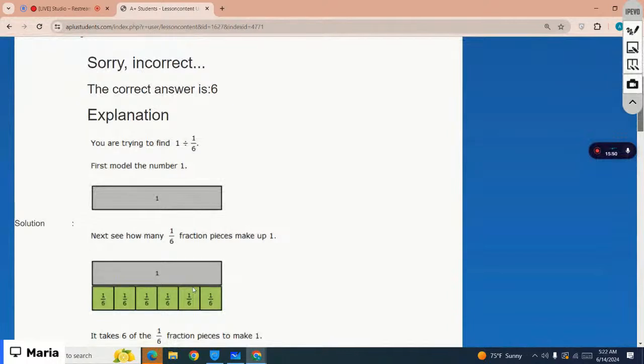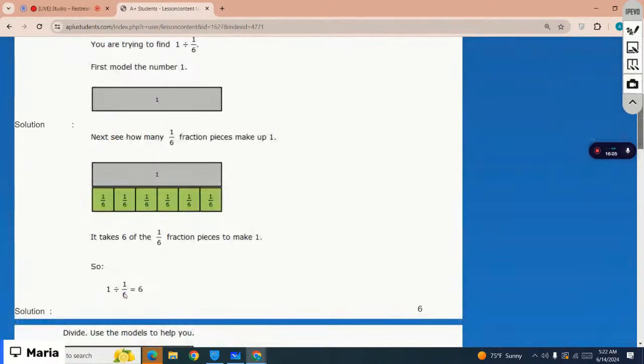So let's count how many 1 by 6 make 1. 1, 2, 3, 4, 5, 6. It takes 6 one-sixth fractions to make 1. Got it? So 1 divided by 1 by 6 is 6. You don't have to actually divide. You can just understand the model and find the answer.